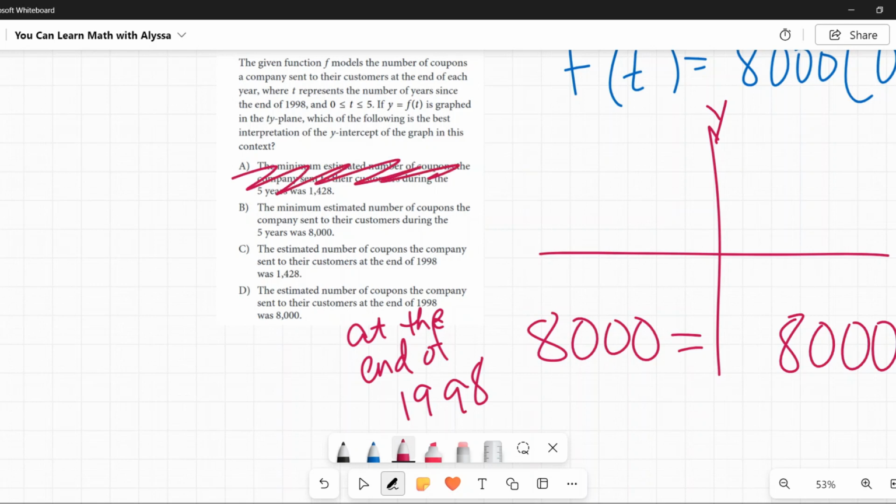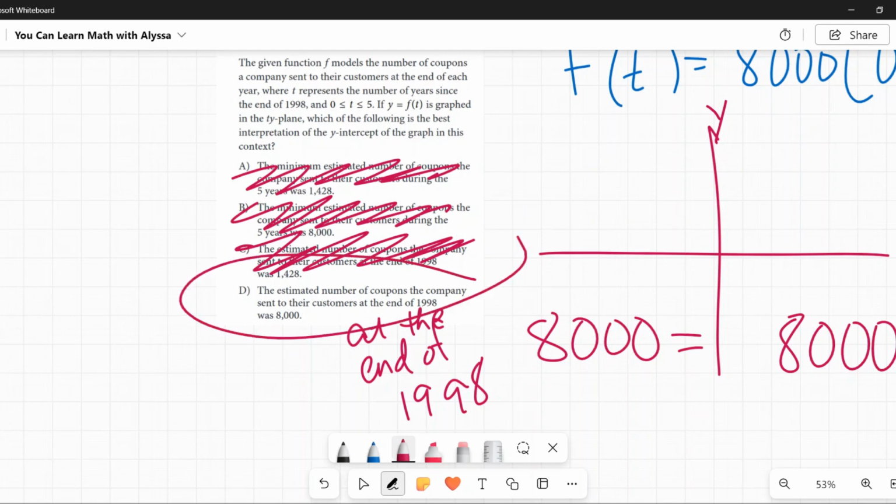Right, B, the minimum estimated number of coupons the company sent to their customers during the 5 years was 8,000. No, this was just at the end of 1998. That's out. C, the estimated number of coupons the company sent to their customers at the end of 1998 was 1,428. Nope. Let's hope D's right. The estimated number of coupons the company sent to their customers at the end of 1998 was 8,000. Ding, ding, ding. And there is our answer.